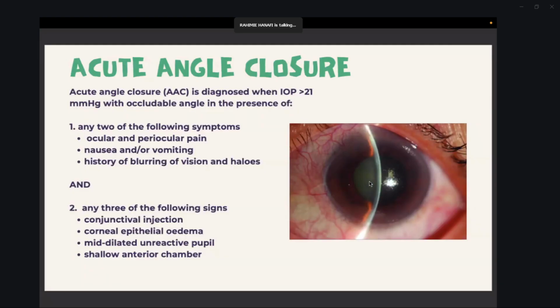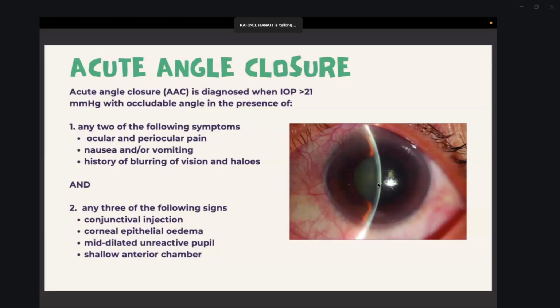All right. So in this photo, you can see this is a slit image. The blackish part here signifies the anterior chamber depth, and you can see it's quite shallow. So what you can do in your setting is a torchlight test. You shine it from the temporal side.